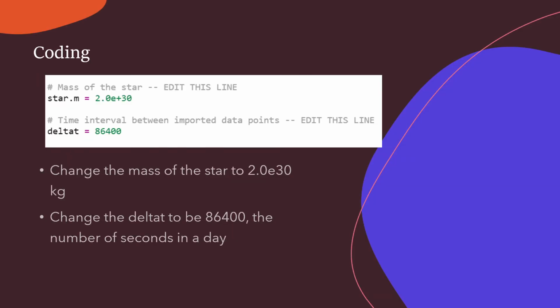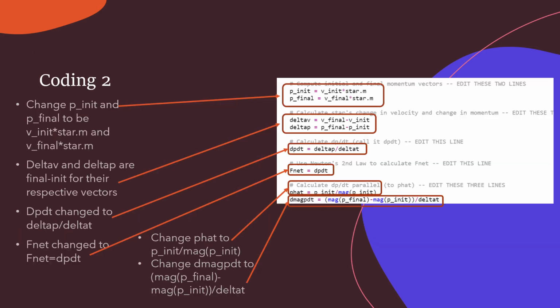So here's my coding. I changed the mass of the star to be 2.0 times 10 to the 30th kilograms, and I changed the delta T to be 86,400, which is the number of seconds in a day. Here's my coding, second slide. I have changed the initial and final momentum to be the initial and final velocity times the mass of the star. Then I changed delta V and delta P to be V final minus V initial and P final minus P initial. And then dP dt is just delta P over delta T.